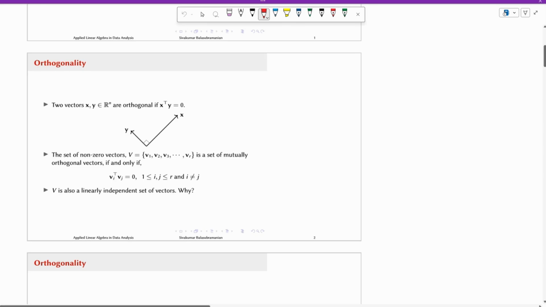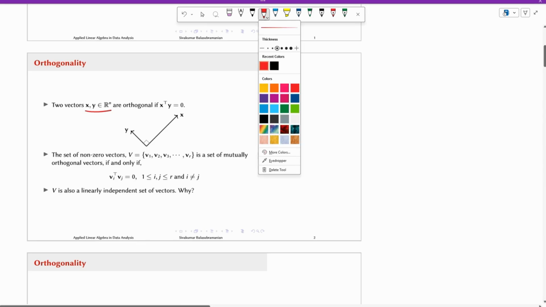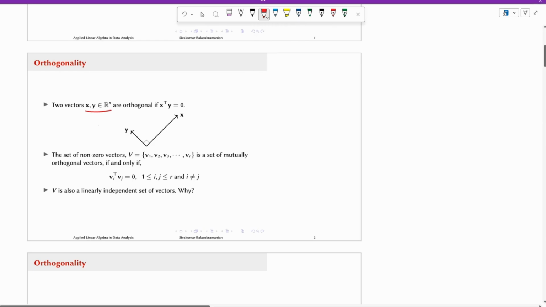We know the definition of when two vectors are orthogonal. If you have two vectors x and y from Rn, we say that the two vectors are orthogonal if their standard inner product is 0. This we already know. This is for two vectors.